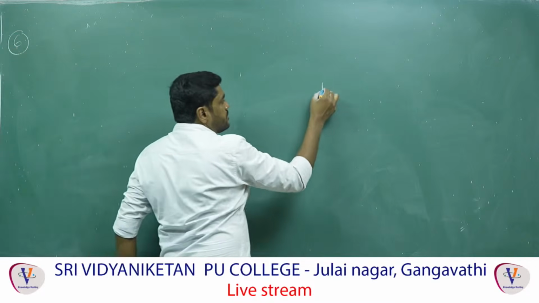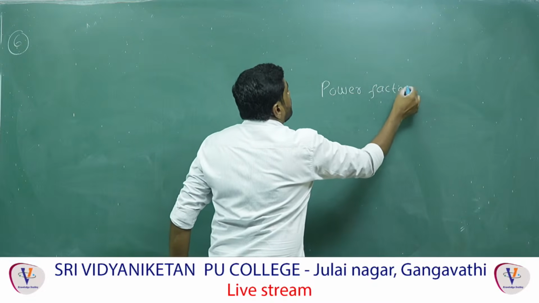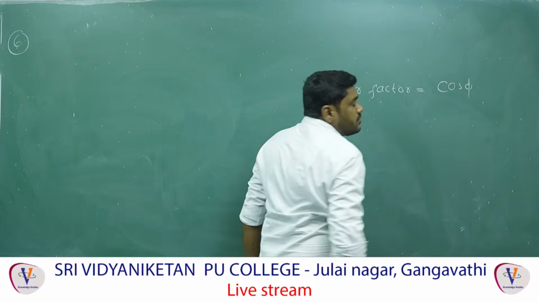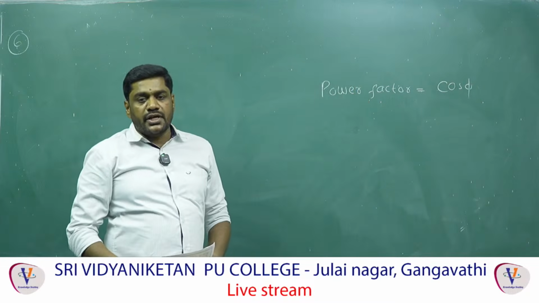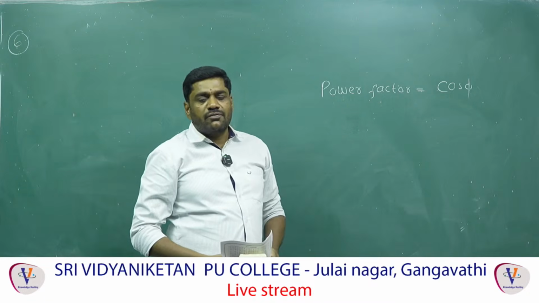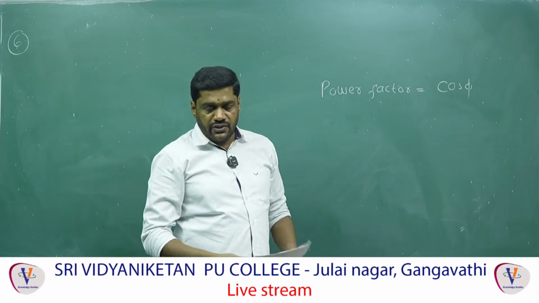Power factor is nothing but the cosine of the phase difference between the voltage and current. That's cos phi. Cos phi is called the power factor. Power factor is equal to cos phi. And how to find out the phase difference, that is important.